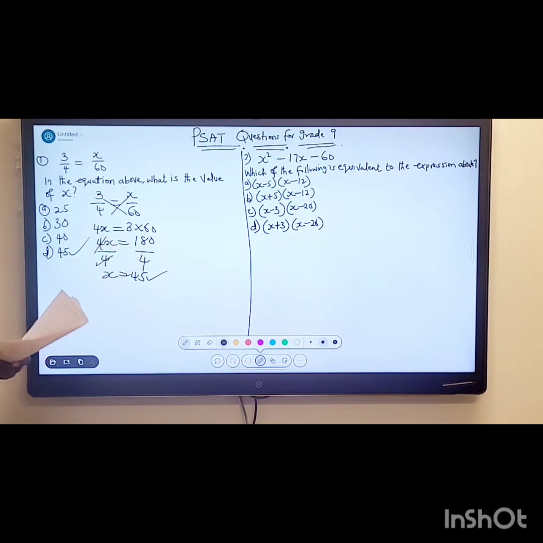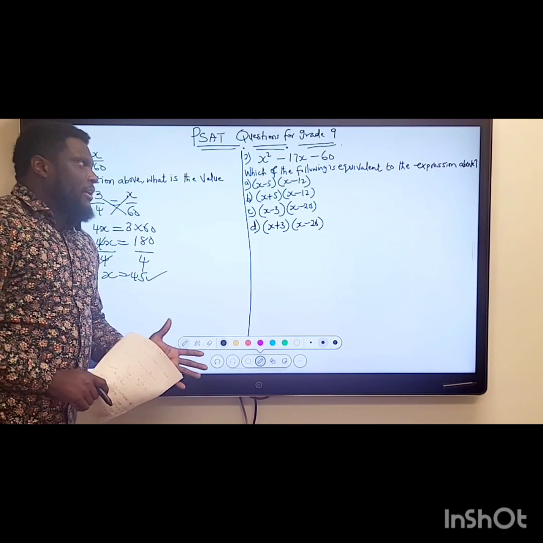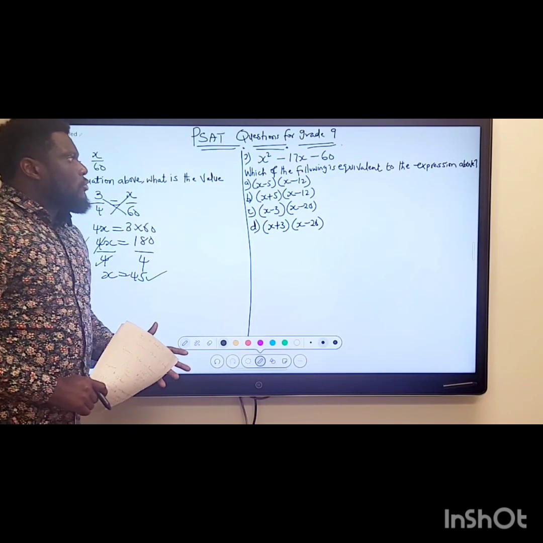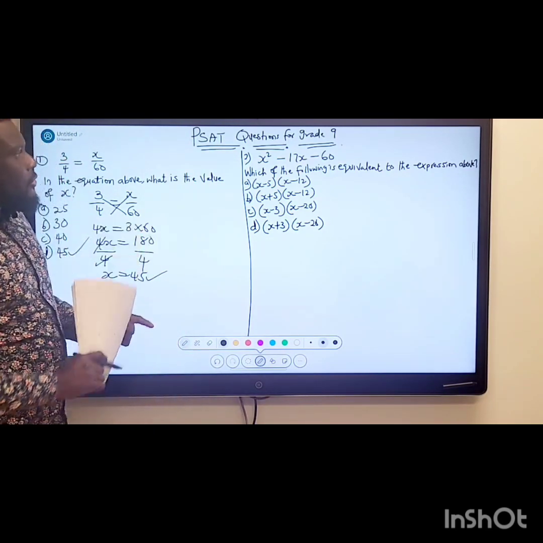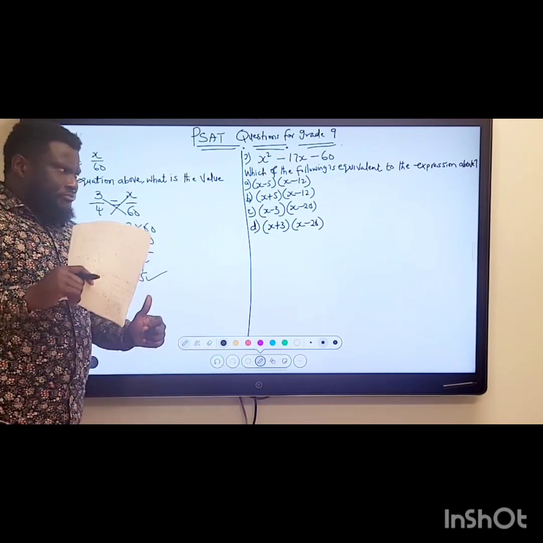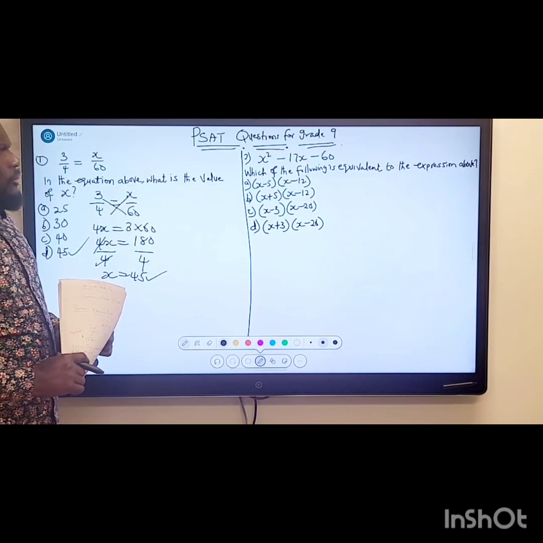So for the next question, x squared minus 17x equals 60. Now, there are a lot of methods you can use in solving this. You can use the factorization method, you can use the quadratic formula, you can use the graphical method. There are a lot of methods you can use to get this answer.